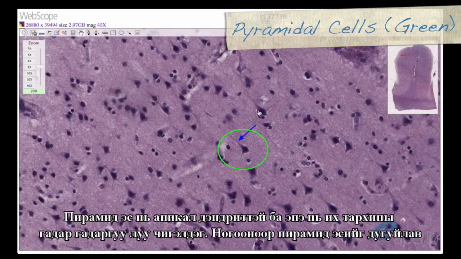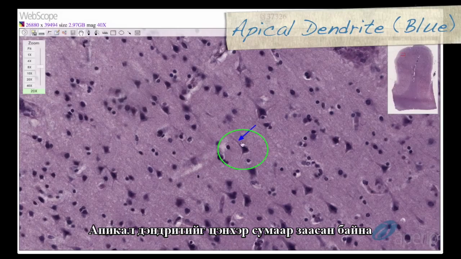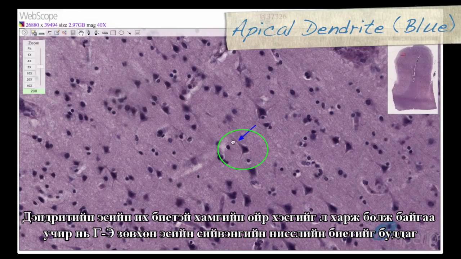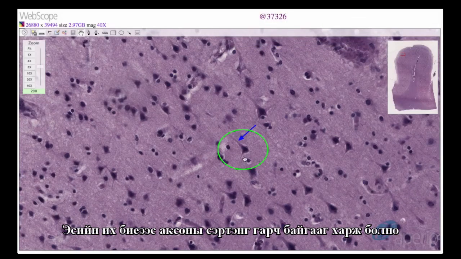Pyramidal cells contain apical dendrites that point towards the external surface of the cerebrum. A pyramidal cell is circled here in green. The blue arrow points to the apical dendrite. Note that only the proximal portions of the apical dendrite can be seen because H&E stains only the Nissl bodies of the cytoplasm, which do not extend beyond the proximal segment of the apical dendrites. Axonal processes can also be seen extending from the base of this pyramidal cell.